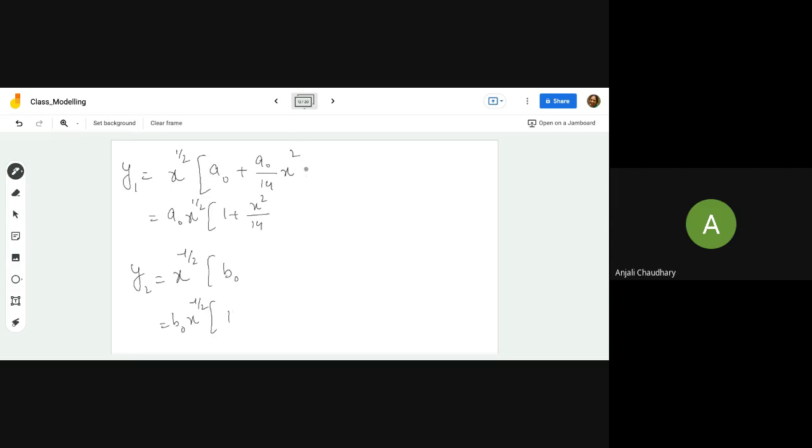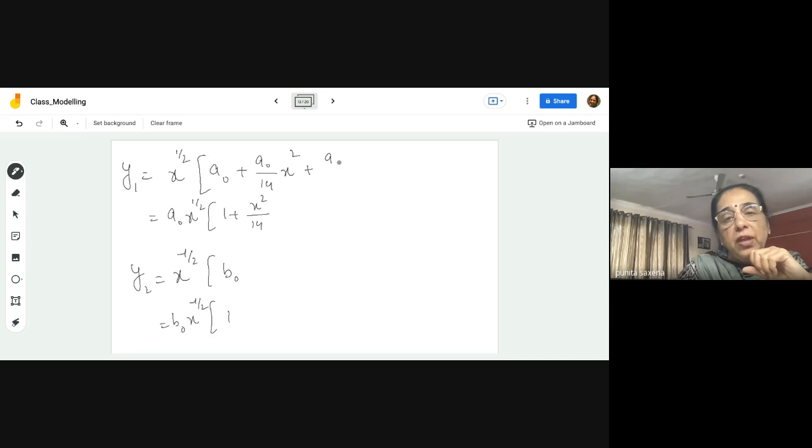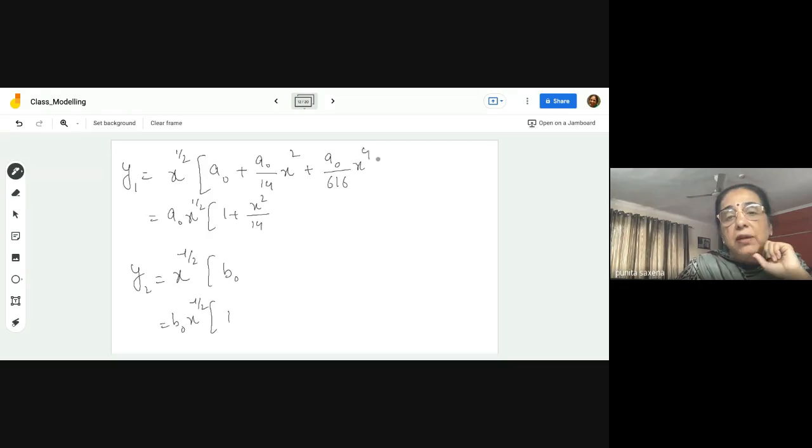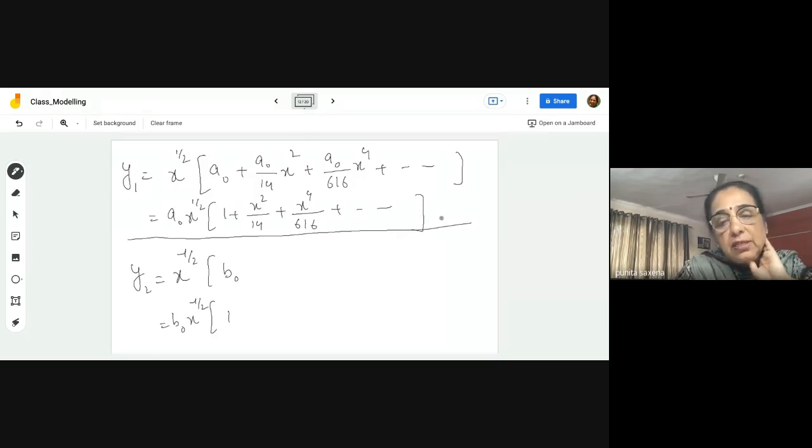A4 is A2 upon 44, which in terms of A0 becomes A0 upon 616, x to the power 4 and so on and so forth, right? So this is x to the power 4 upon 616 and so on and so forth. So this is your first Frobenius series solution for this differential equation. Similarly, find B2 and B4.